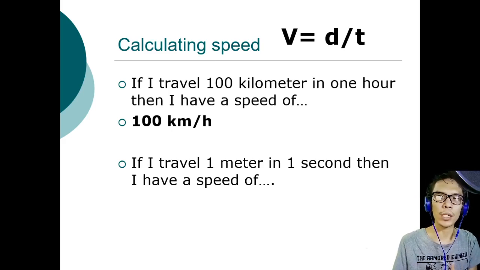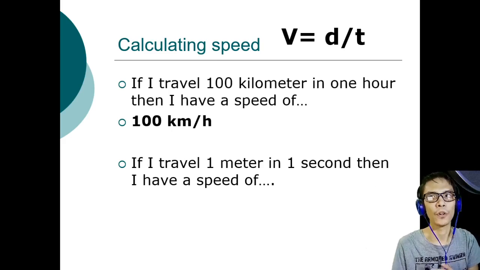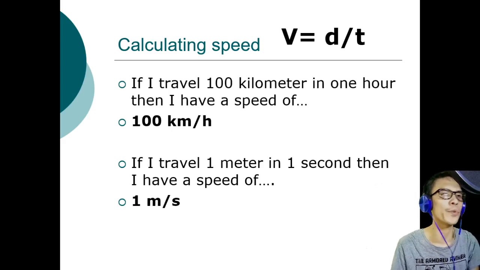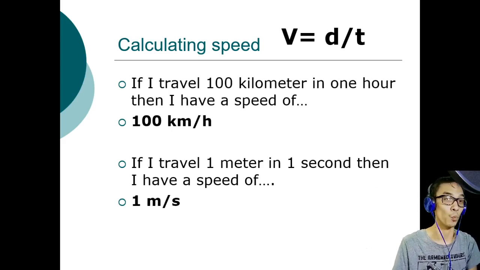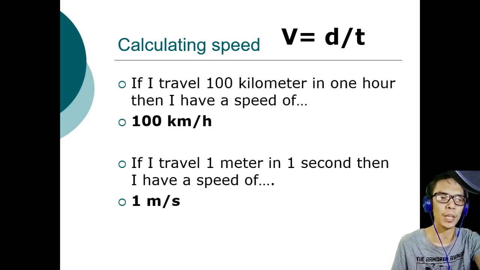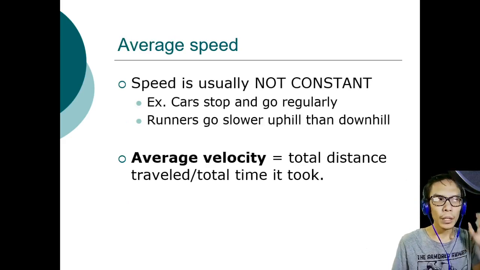Next one. If I travel 1 meter in 1 second, then I have a speed of 1 divided by 1, so you will get 1 meter per second. That's the speed of the object traveling 1 meter in 1 second. So that's how you compute speed. Nothing is too fancy about that one.